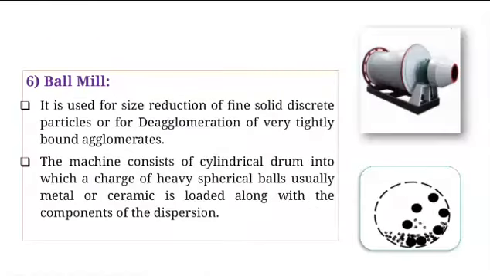The last equipment is the ball mill. It is used for size reduction of fine solid discrete particles or for de-agglomeration of very tightly bound agglomerates. The machine consists of a cylindrical drum into which a charge of heavy spherical balls, usually metal or ceramic, is loaded along with the components of the dispersion.